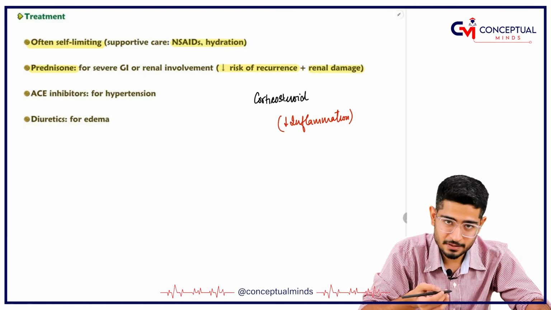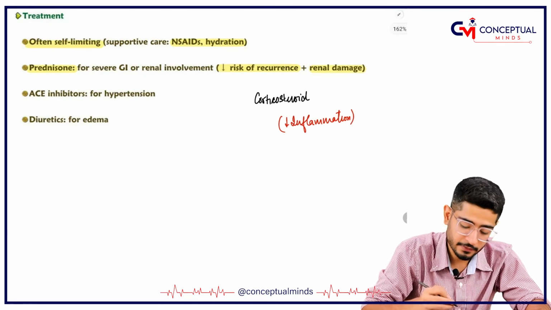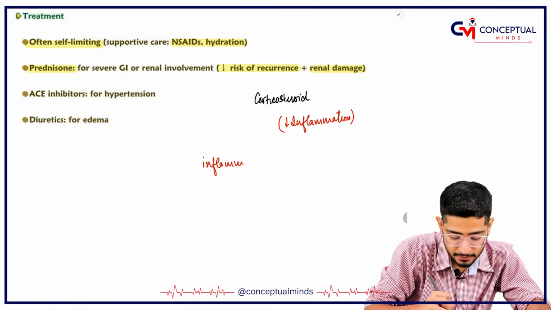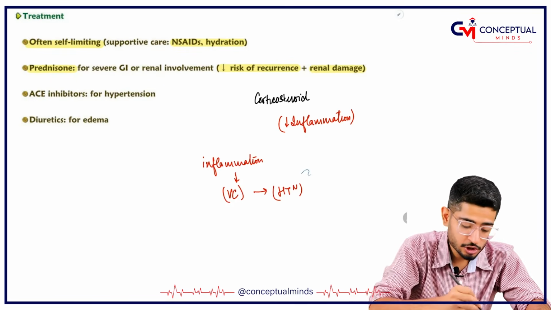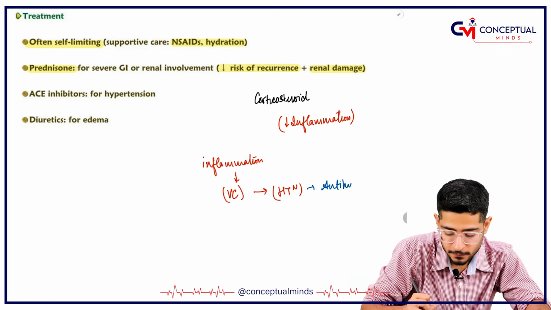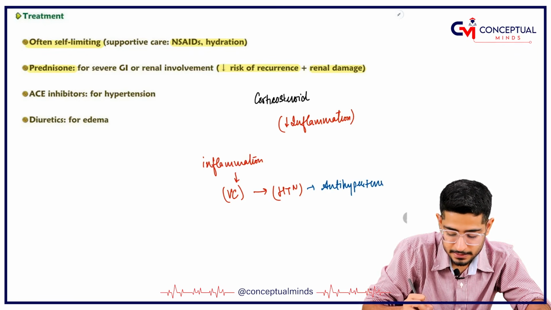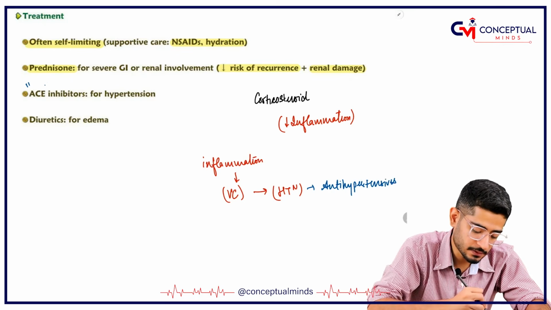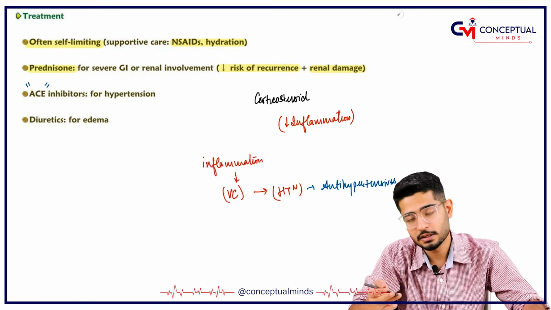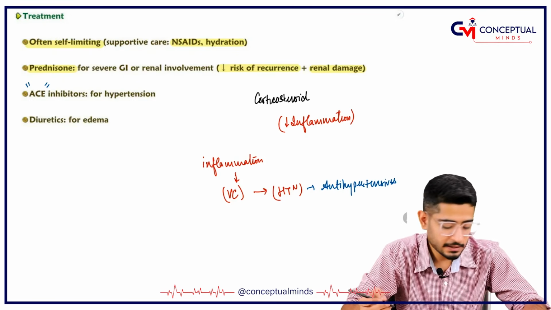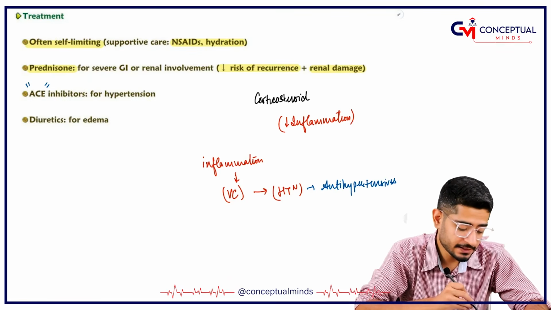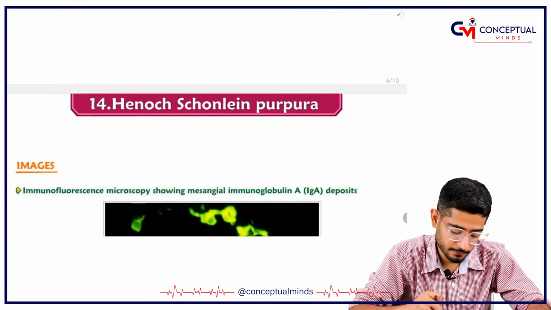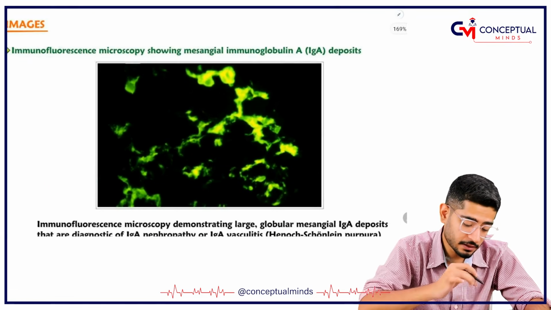Also, because of this vasculitis, you know, the very first thing in inflammation, if you remember from your pathology, is the vasoconstriction, and this vasoconstriction is responsible for hypertension. So we have to give some antihypertensives also in this case. And what are these antihypertensives which are given? These are the ACE inhibitors, angiotensin converting enzyme inhibitors. And if, because of the damage of the vessel, there is a blood leak, a fluid leak that leads to edema, so we have to give diuretics for the treatment of the same. Let's quickly discuss about these important images.